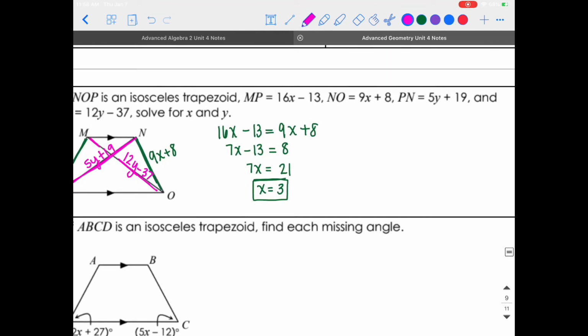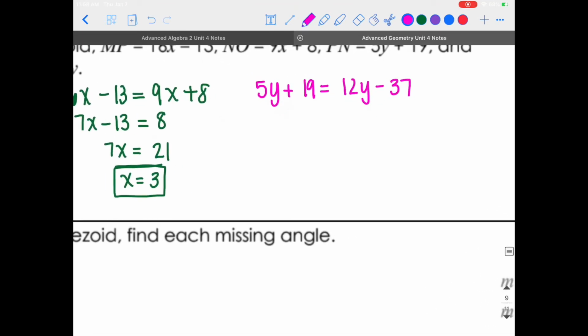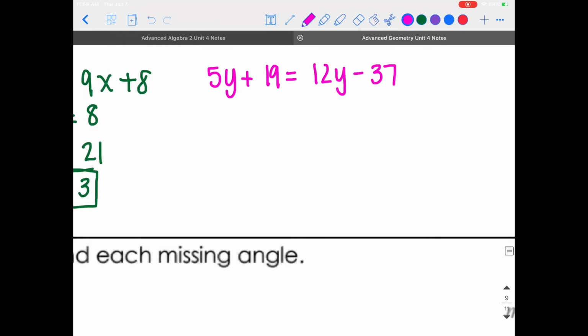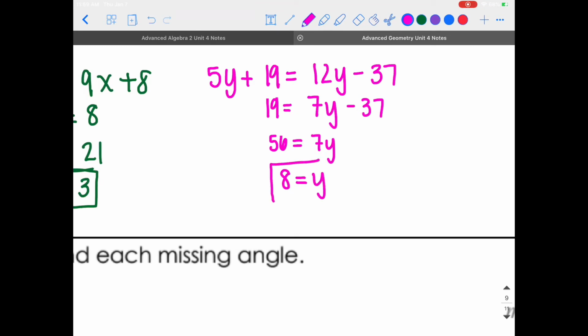Then we can move on to our y's, and we know that the diagonals are equal. So 5y plus 19 equals 12y minus 37. Subtracting 5y from both sides gives us 19 equals 7y minus 37. Add 37 to both sides, and we get 56 equals 7y. And then dividing by 7 gives us 8 equals y.